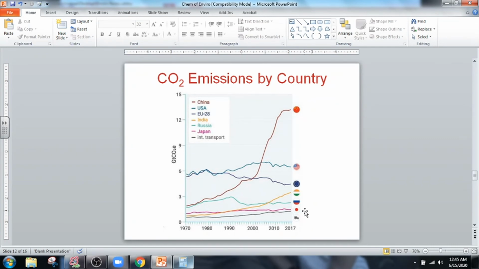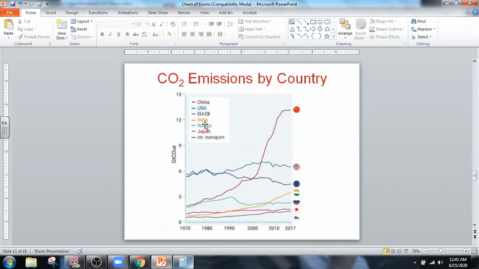CO2 emissions by country. Now, this is interesting too. Sometimes we get into these boneheaded political arguments. So, who contributes the most CO2 emissions by country? China. And we're second. And after that is the entirety of the European Union together. And then India and Russia and Japan.